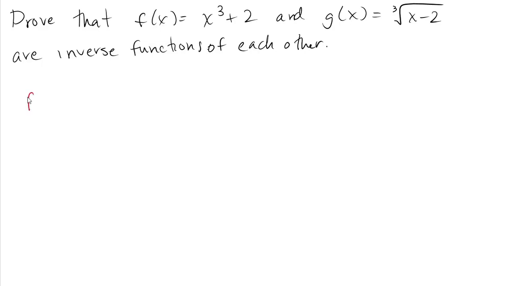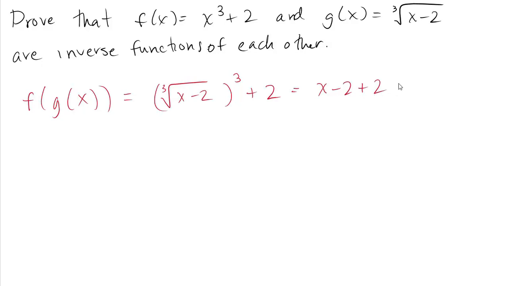Well, let's evaluate f of g of x. F is this function which cubes its input and then adds 2. And our input is the cube root of x minus 2. Well, when you cube the cube root of x minus 2, you just get x minus 2. Those 2's cancel, and you get x. These functions unravel each other. Whatever input you started with, that's going to be your output.